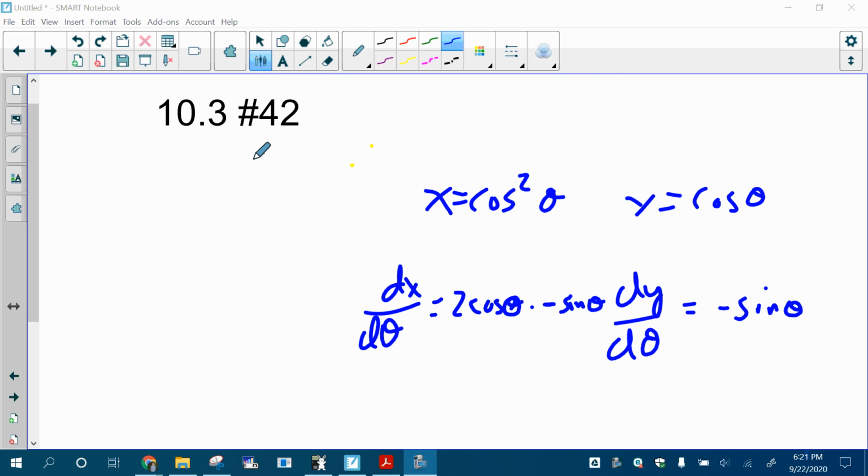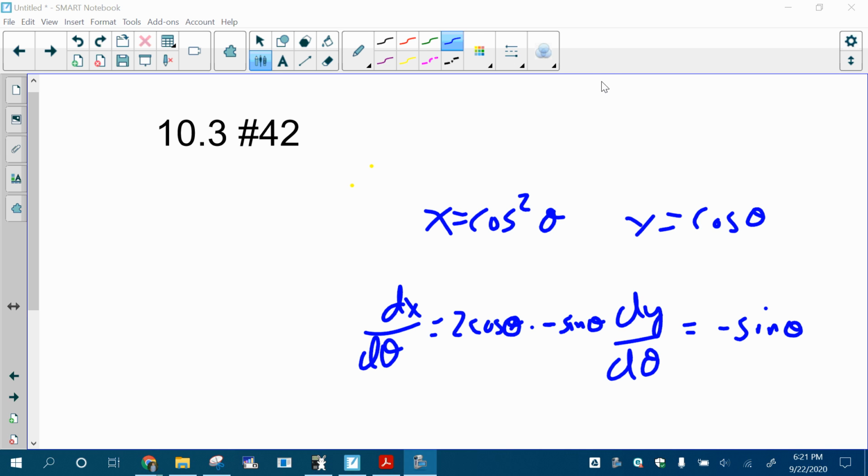10-3, number 42. Let's do it. Okay, I know why you guys are asking about this. There's one confusing part of it. So it says find all points where there's horizontal and vertical tangent lines.